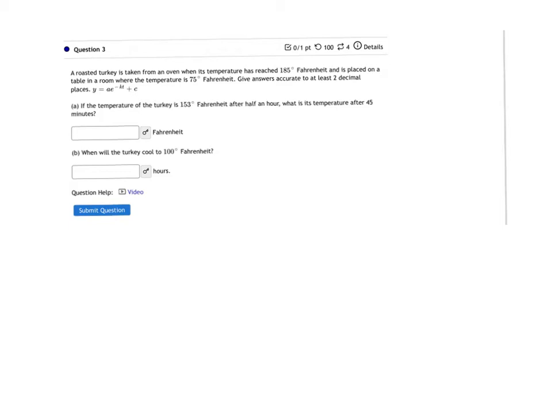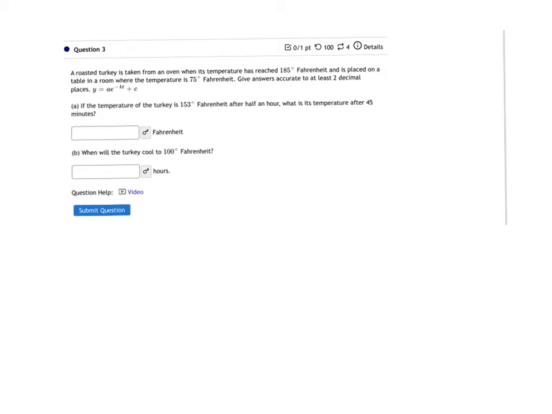This is a cooling question, and it starts off by saying a roasted turkey is taken from an oven when its temperature has reached 185 degrees Fahrenheit. It is placed on a table in a room where the temperature is 75 degrees Fahrenheit. Give answers accurate to at least 2 decimal places and use the equation y equals ae to the negative kt plus c.